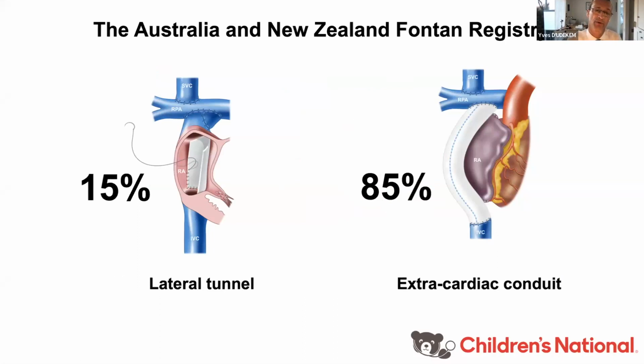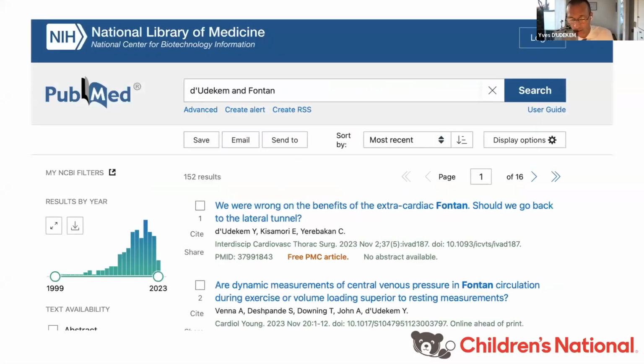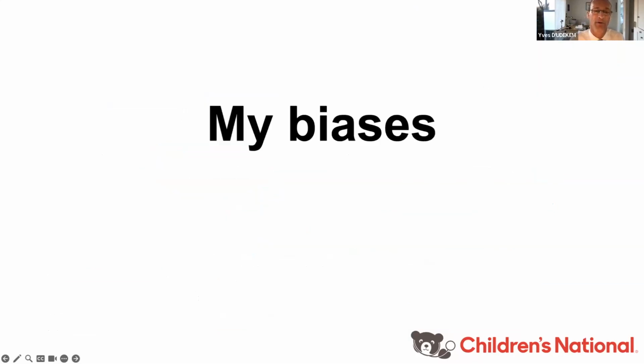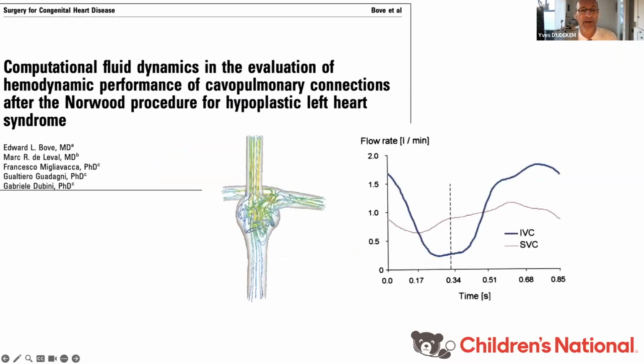And so that's the distribution that I explained to you. I can summarize my own background by saying I'm Mr. Fontan. If you type my name on PubMed, I have 152 papers on Fontan, and I keep going. I have had some biases for a long time against computational fluid dynamics, and I put 4D MRI in the same bag at the time. That's an old paper from the team of Michigan.